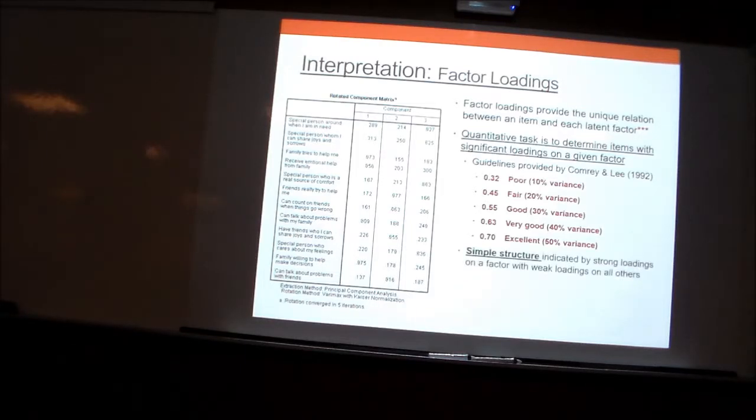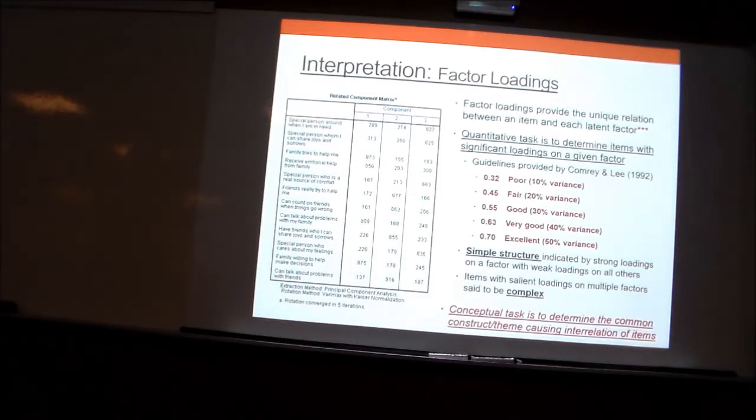What we want, if we're looking at simple structure, is very strong loadings on the factor that the item is intended to load on, and weak loadings on all other factors. Items where we have salient loadings on multiple factors, we say these are complex items. If we're making our own measure, we can get rid of them. If it's an item on an established measure, we can say these are complicated in terms of their relation with the underlying factor. Okay.